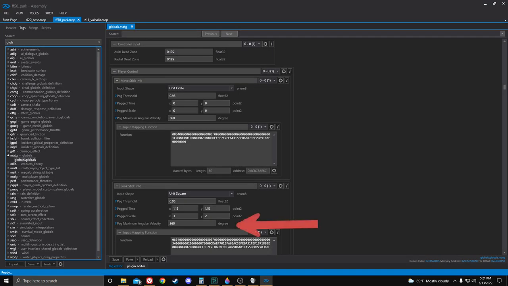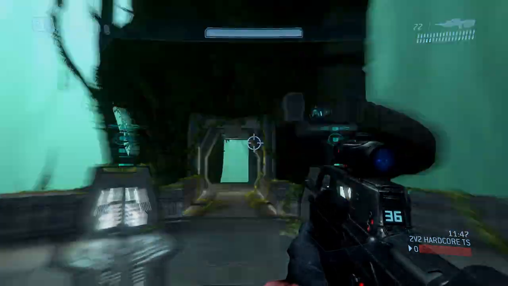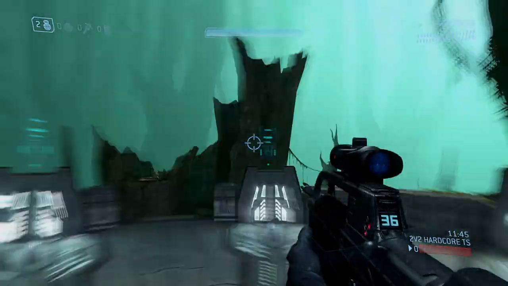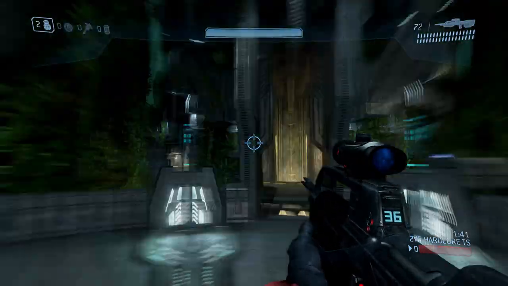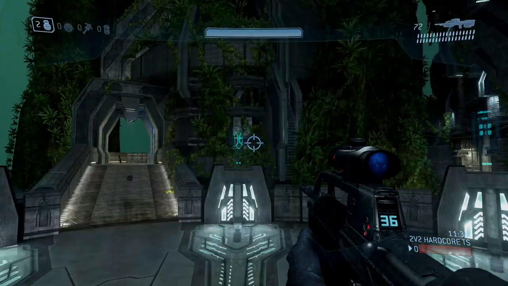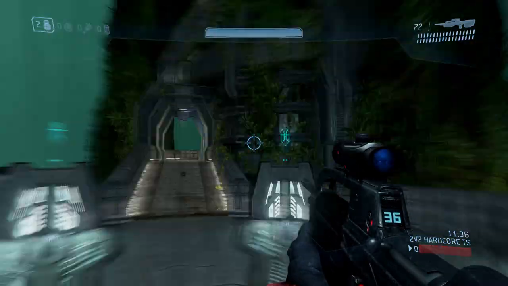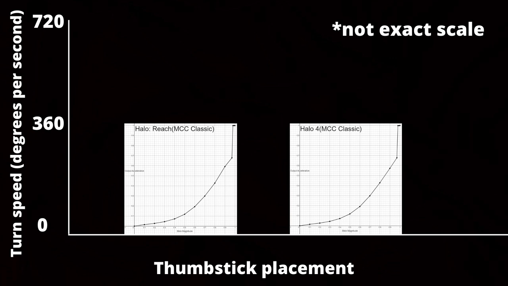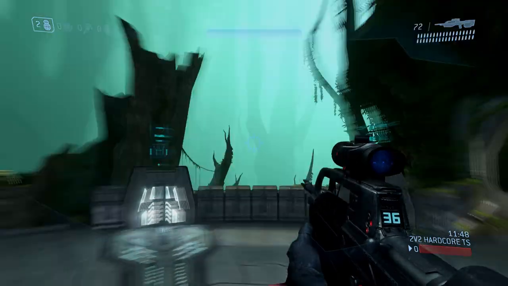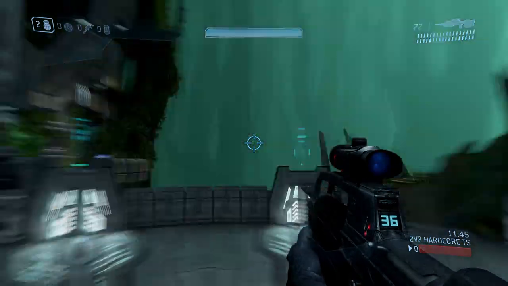That's the scale. However, Halo 3 goes significantly beyond this, almost twice that of Halo Reach, around 650 degrees per second, which means effectively the Halo Infinite curve is being compressed despite the fact that it is geometrically proportional to Halo 3. If we look at the response curves of Halo Reach and Halo 4, we see that the y-axis takes a fundamentally different scale. They are not directly comparable one-to-one.